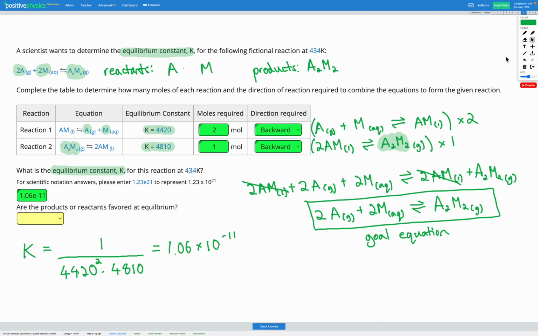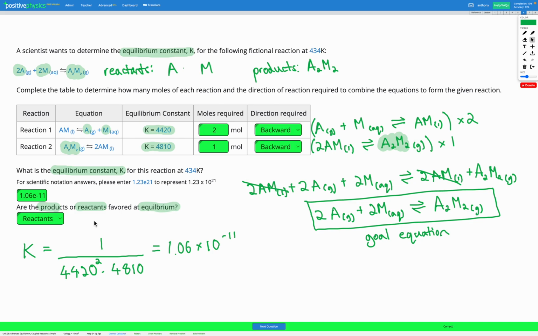Finally, we're asked, are the products or reactants favored at equilibrium? Since our number is to the power of negative 11, that means it's a very small number. That's telling us our reactants are favored at equilibrium, because that number is way less than 1. If the number was way bigger than 1, that's telling us our products are favored at equilibrium. If our equilibrium constant is equal to 1, then neither products or reactants are favored at equilibrium.